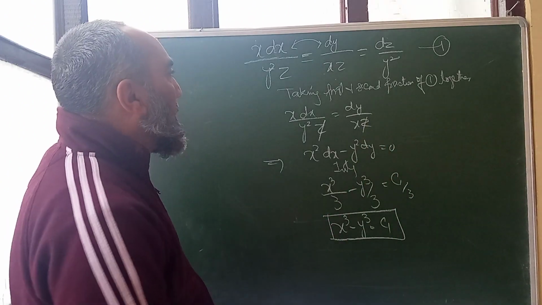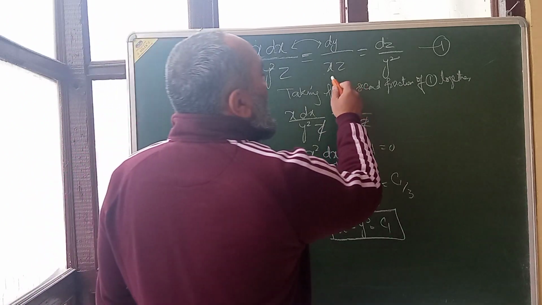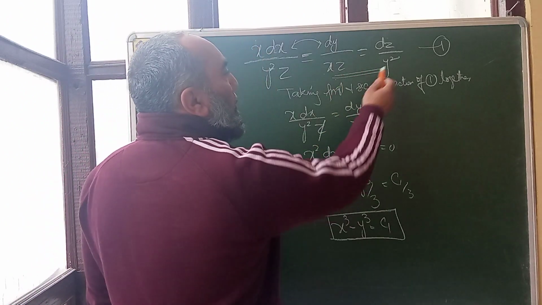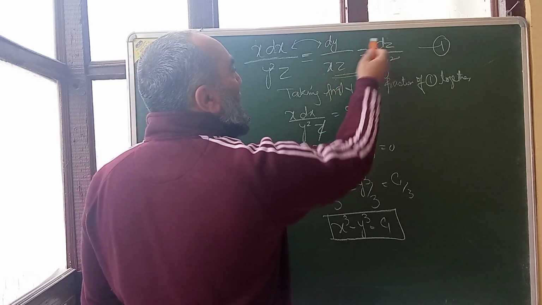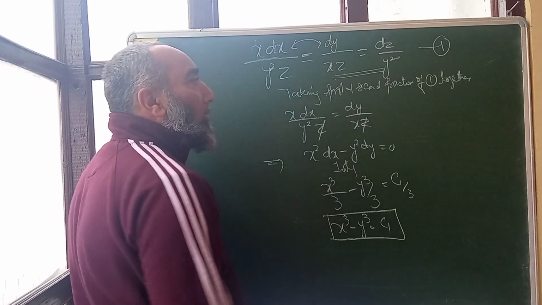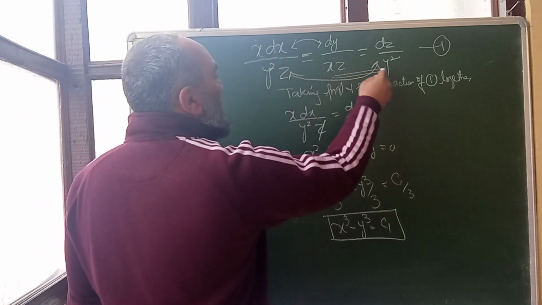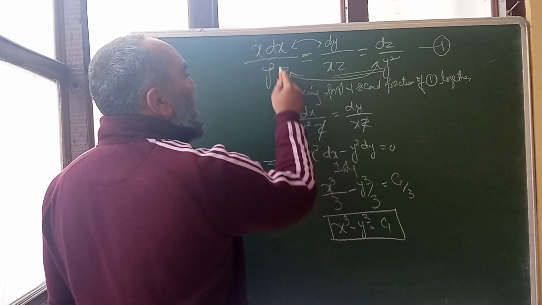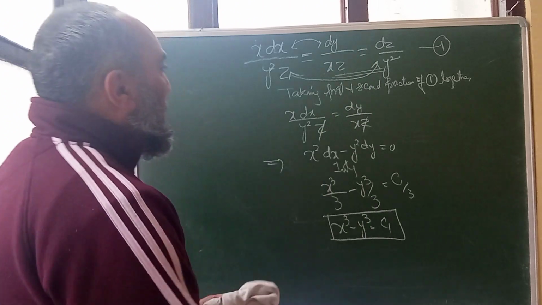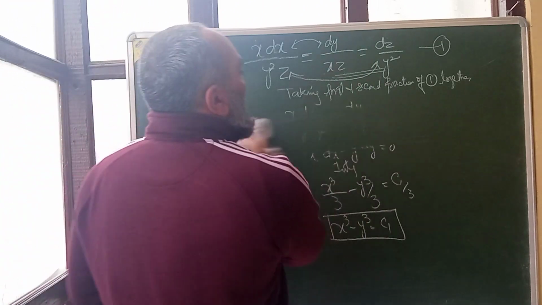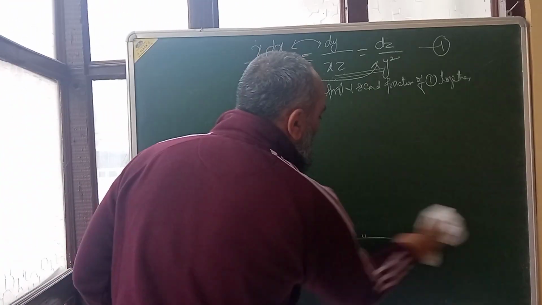Now the second solution. See, again, you cannot take these two together. y square will go here, z will go here. What about x? You cannot do it. But you can always choose the first and third fraction together, because y square will cancel out, x is there, z will go there. So let me take the first and third fraction of 1 together.